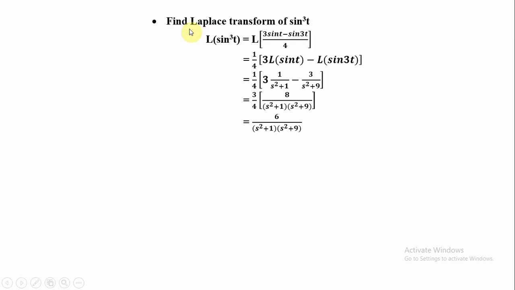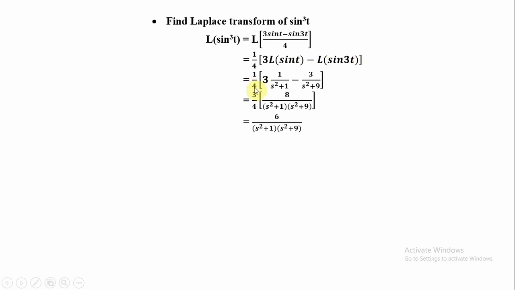Next example, find Laplace transform of sin cube t. We know that the sin cube t formula is (3 sin t minus sin 3t) by 4. So there you replace. So L of sin cube t equals L of (3 sin t minus sin 3t) by 4. Now apply the linearity property. Take 1 by 4 outside. So 1 by 4 into 3 into L of sin t minus L of sin 3t.